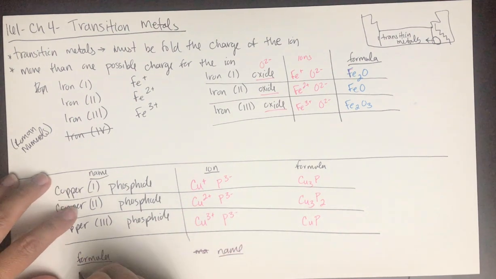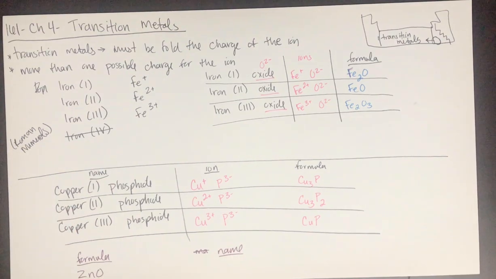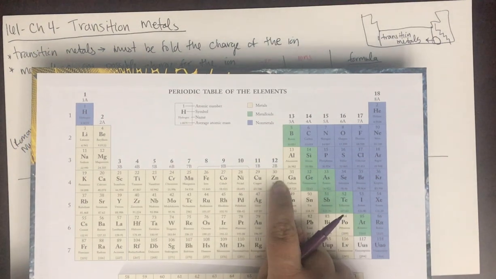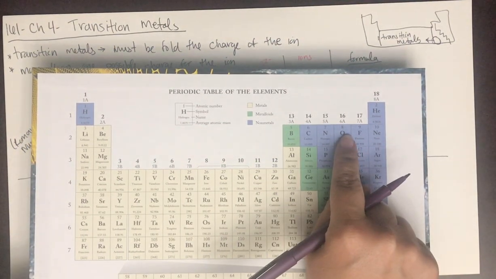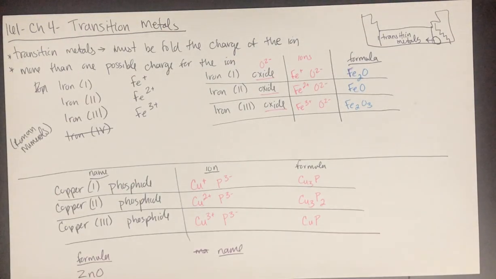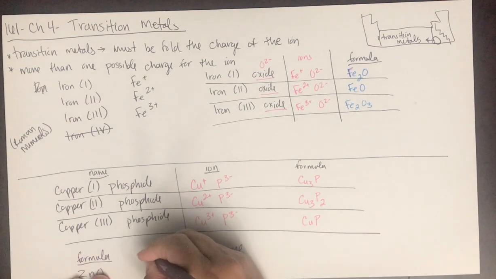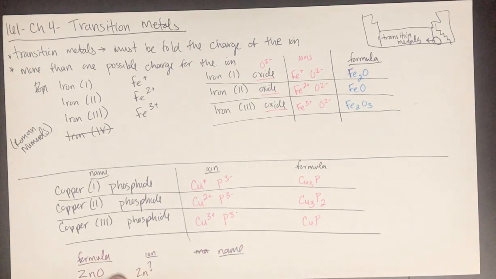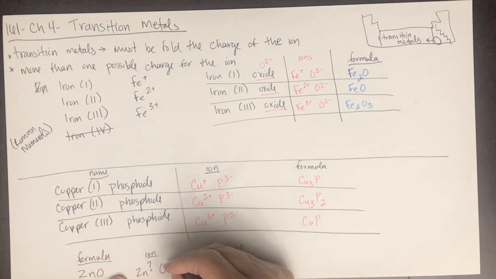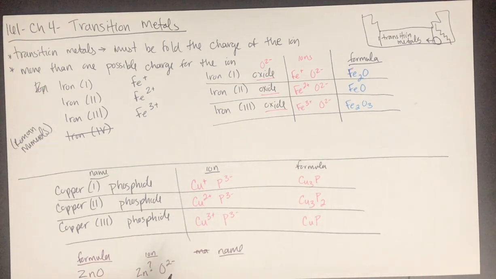So the formula is ZnO, so that's zinc and that's oxygen. If we look on the periodic table, here's zinc. It's a transition metal. Here's oxygen. Oxygen has a charge of -2 because it's going to gain 2 electrons. So if I write the ion here, I don't know what the charge of zinc is, but I do know the charge of oxygen is 2-. And this tells me this is balanced.